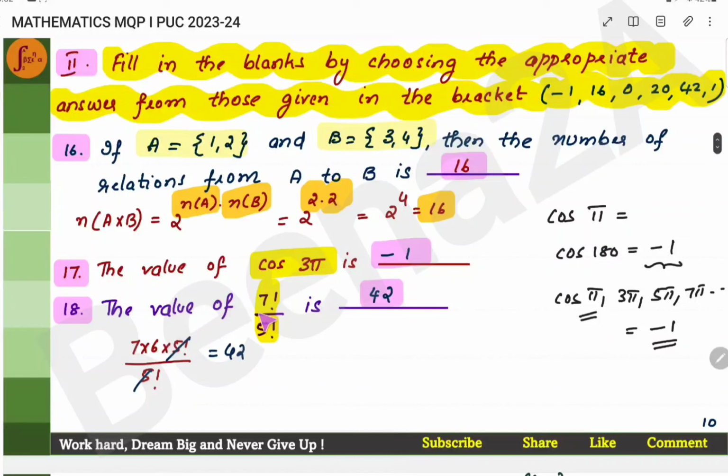18th one, the value of 7 factorial by 5 factorial. So simply you have to write 7 into 6 into 5, stop it at 5 factorial, and in the denominator you have 5 factorial, both will get cancelled. So it will be 7 into 6, 42. 42 is the right answer.